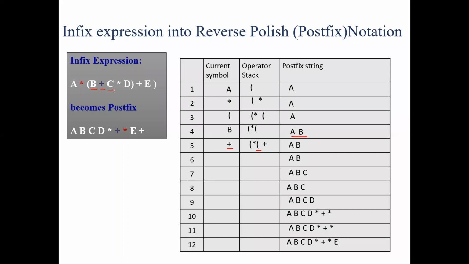Listen here, next example I'll be asking each one of you. The next symbol scanned is C. C is an operand. So what do we have to do? We have to display it onto the screen. Nothing else, right? We will just be displaying it onto the screen. The next symbol scanned is a multiplication operator. If it is a multiplication operator, what do we have to do? Now tell me, what is the next step?